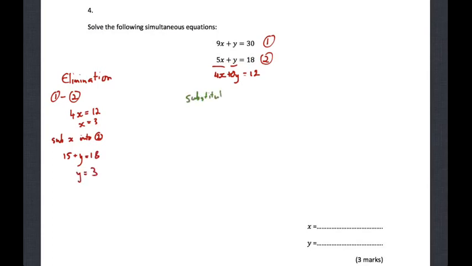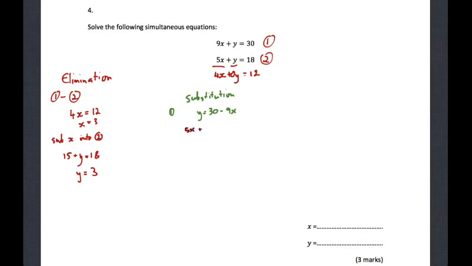If you use substitution instead, then you might have done the following. You might have rearranged equation 1. So equation 1 would become y is equal to 30 minus 9x. Then you might have subbed this, 30 minus 9x, into equation 2.